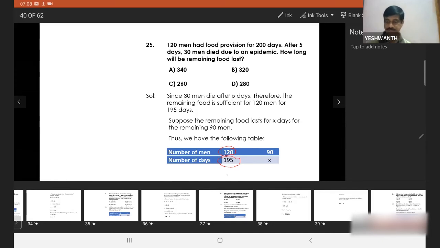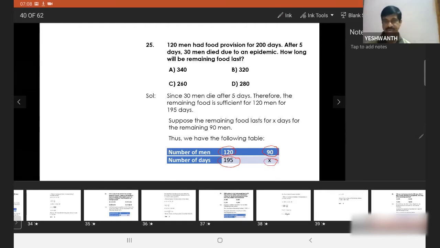195 days. Okay, 200 minus 5. So now, how many men are left over now? After 30 men died, it is 120 minus 30, that is 90. So for 90 men, the food will last for X days.